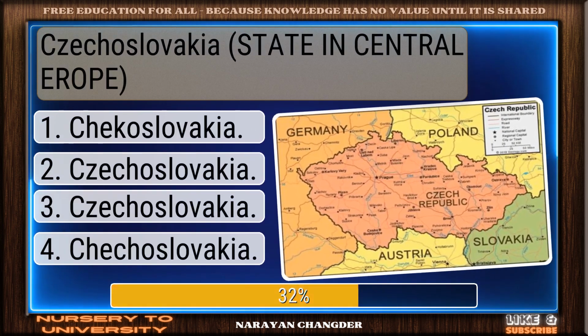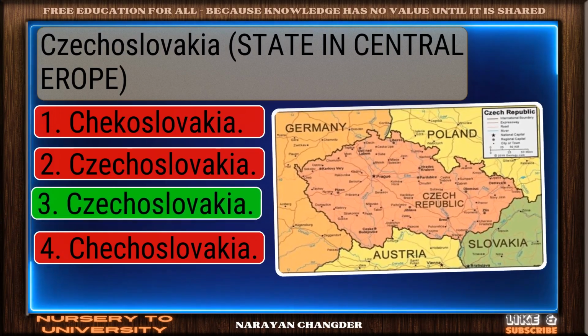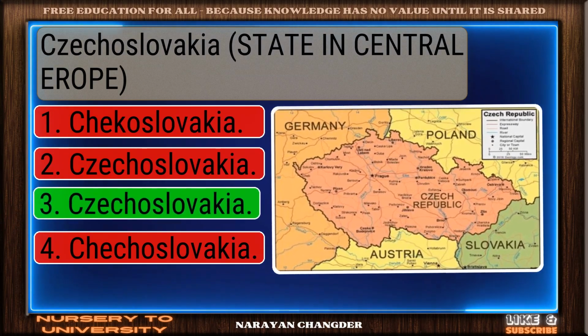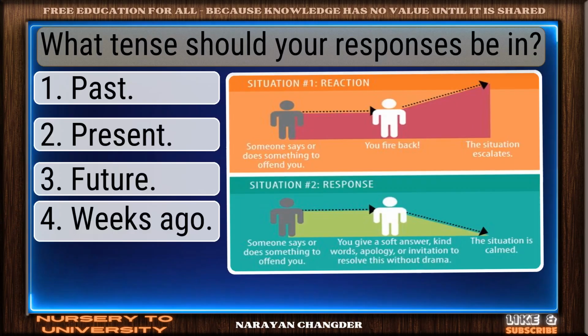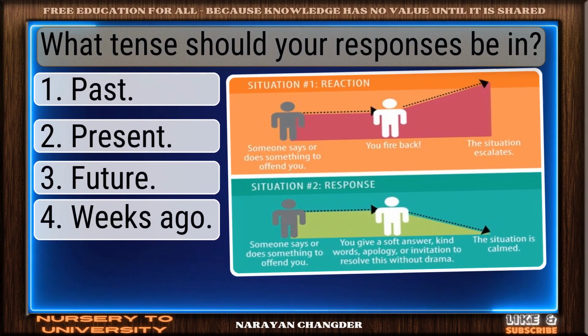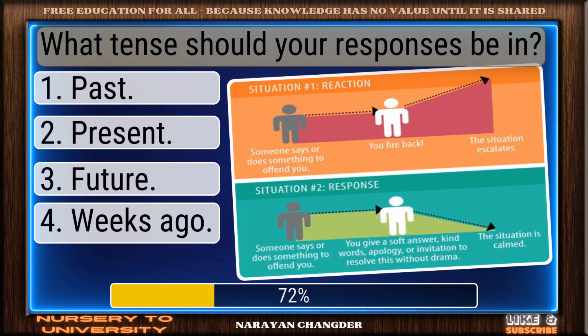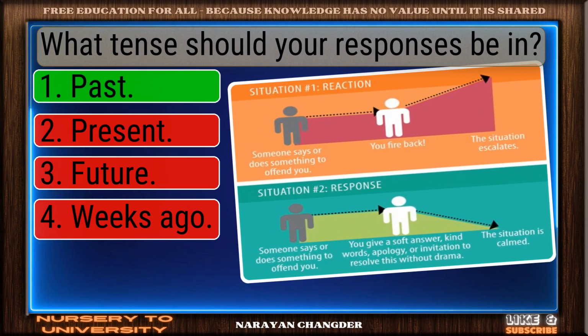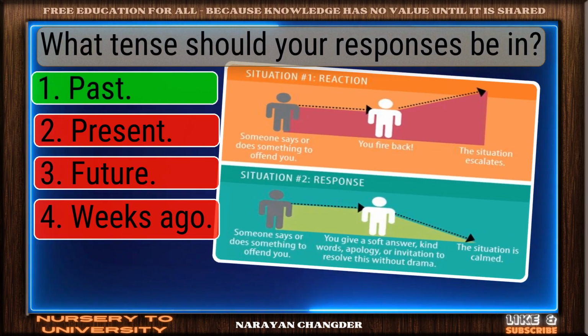Czechoslovakia. Nicely done. Czechoslovakia is a solid answer. What tense should your responses be in? On track. Past is the correct answer.